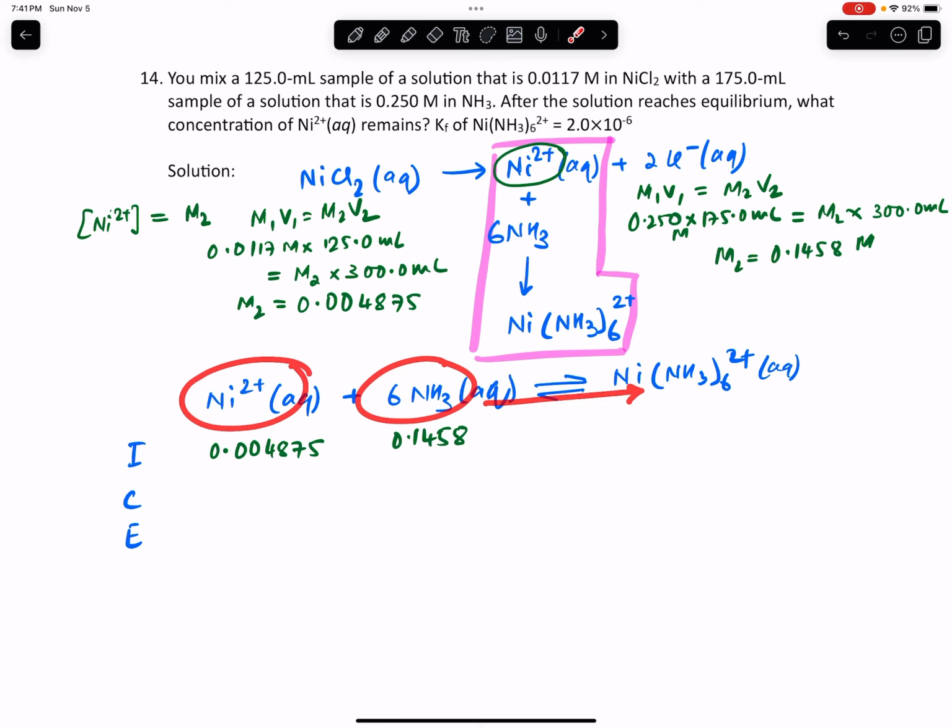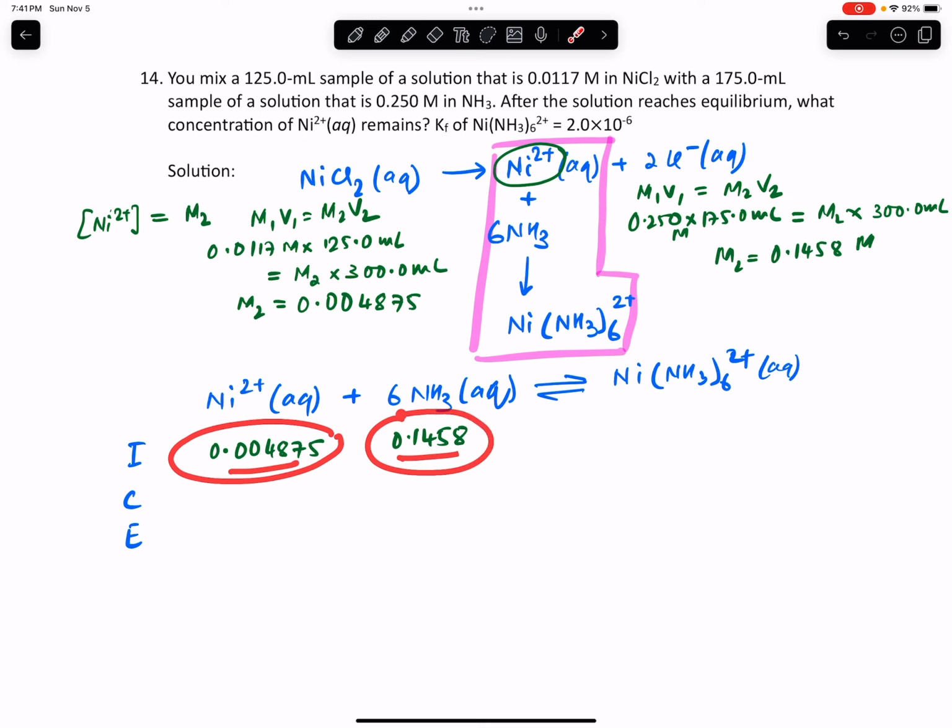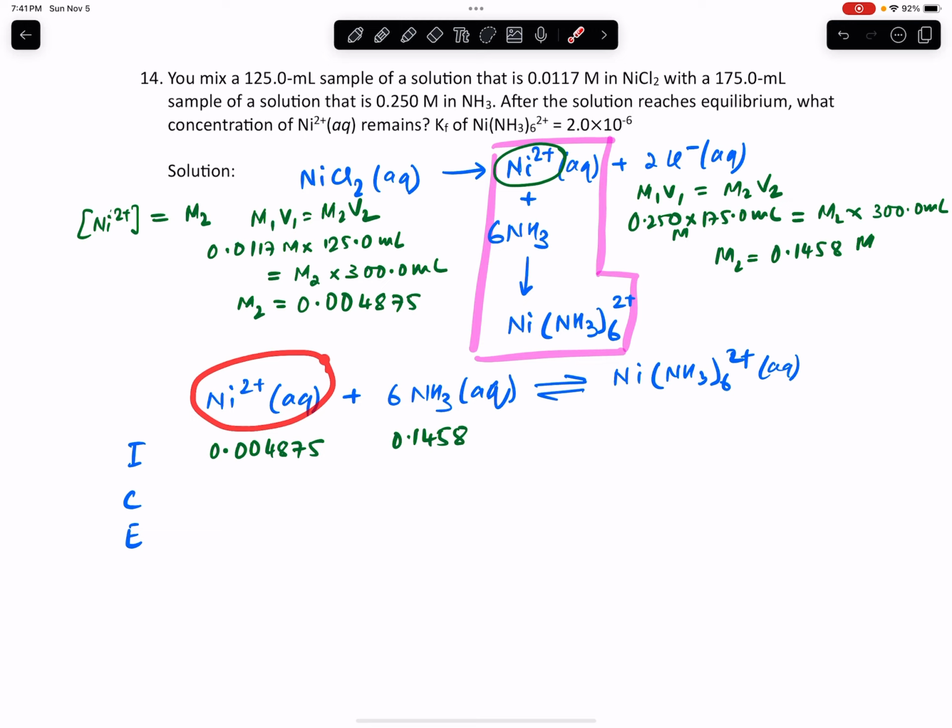Now, what we need to understand is that this nickel and the ammonia react to form this. Because both of these are coming from two solutions mixing, if you compare these two numbers, you can see that this number is clearly much less than this. Therefore, we have to assume that pretty much all the nickel given to us reacts. So we can say almost, and that little symbol means almost equal to, 0.004875 is what reacts. I'm going to put a little negative sign, negative 0.004875, almost equal to, reacts.